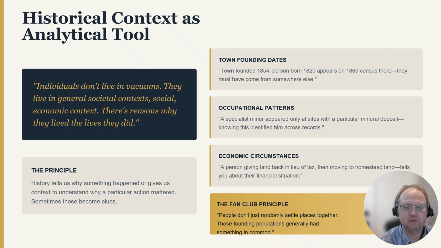Another thing is economic circumstances. Now, there's a number of ways of looking at this. One example I could think of is you'll find somebody giving back portions of their land to resolve a tax lien, and then they disappear. Well, that might not be surprising because you learn about their financial situation. People in financial insecurity tend to be more likely to move to try to find a greener pasture.